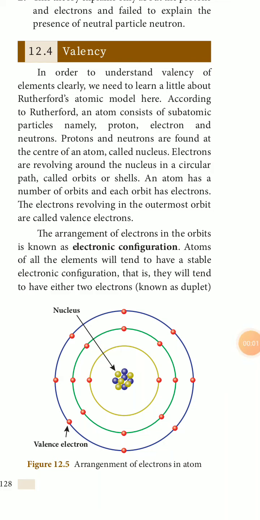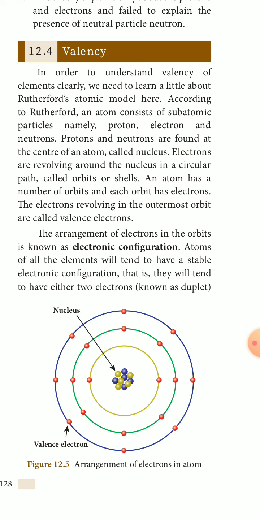Students, today we are going to continue the lesson on atomic structure. The next subtopic is valency. In the previous class I told you about protons and neutrons. See in this figure itself, the blue and green colors are the protons and the neutrons.